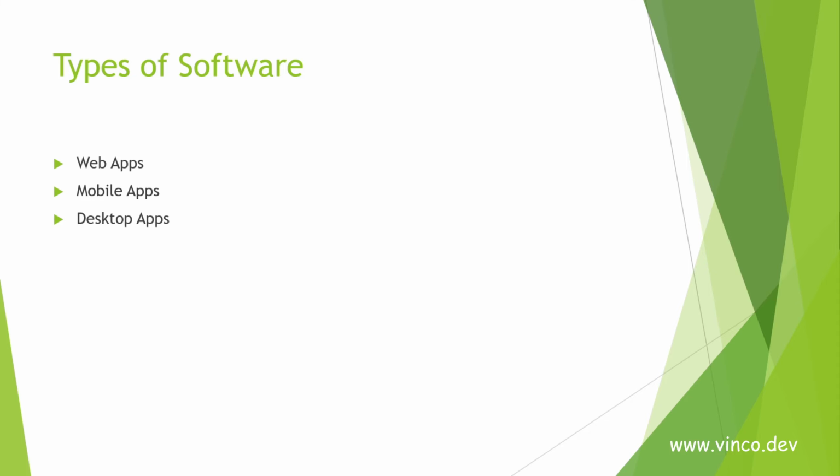The third one is your desktop application. These are programs that are installed directly on a computer. For example, your code editors, your design software, your video editing tools. All these are desktop applications. They are programs that are installed directly on your computer.